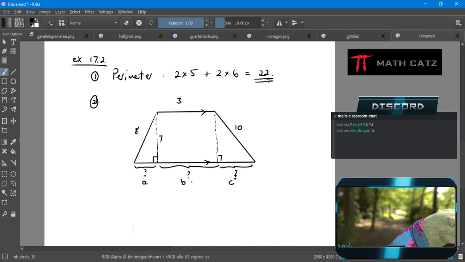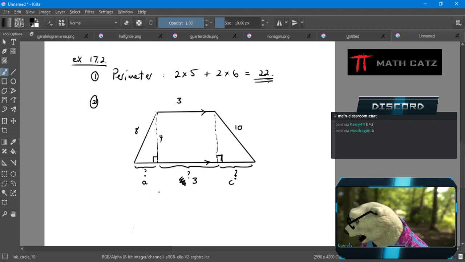B is right away 3, so I don't even need a B to be honest. There's a 3 there because of the perpendicular sides and that middle rectangle that I'm making. So that's a 7 and that's an actual square there. So A and C will require me to look at a little right angle triangle with Pythagoras.